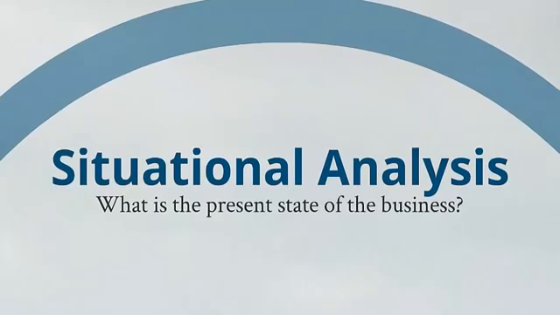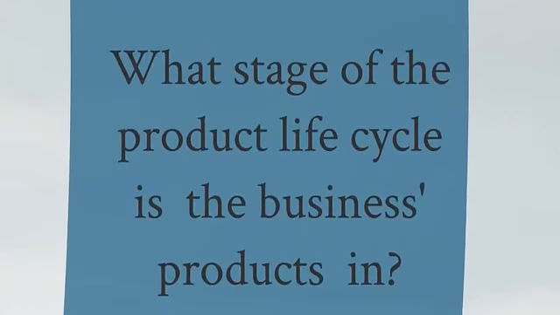So this is where we start. What's the present state of our business? In order to do this, we must look at the product life cycle. So what stage of the product life cycle is the business product in? There are 4 stages: the establishment stage, to start with a new business idea, the growth stage, the maturity stage, and a decline stage, or sometimes also the post-maturity stage where the business is trying to avoid the decline stage. Different marketing strategies are required at each stage of the cycle.